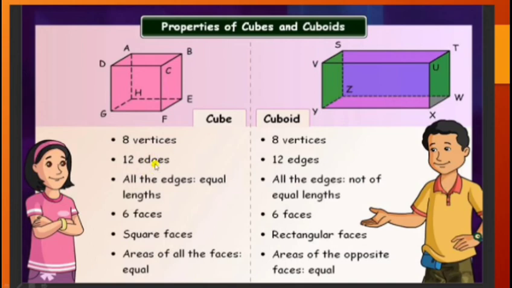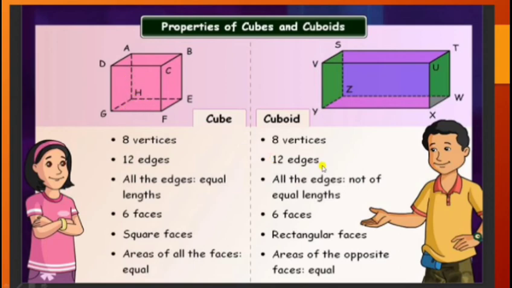Then 12 edges. Edges means sides. 12 sides are there, so let us count them. This is the front face: 1, 2, 3, 4. In the front part it is 4. Now next one is 5, 6, 7. Next 8, 9. Next 10, 11 and 12. So 12 edges are there.